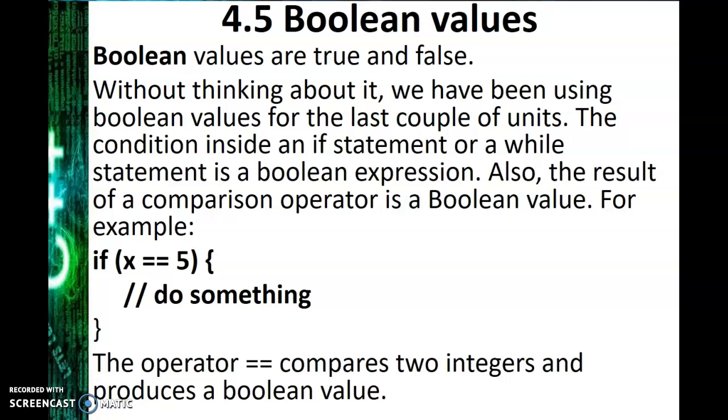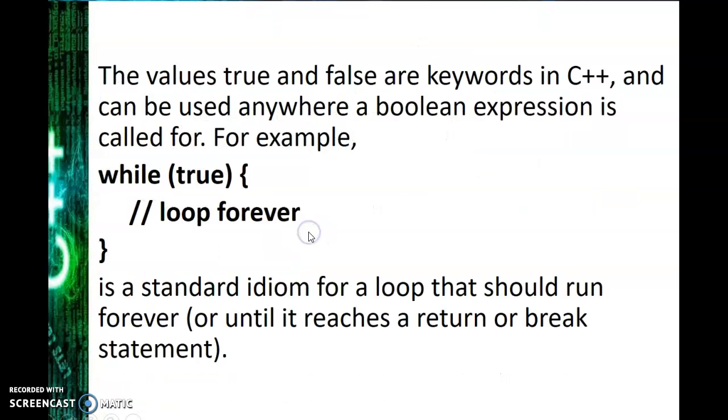Boolean values, we talked about, are true and false. We learned that at the beginning of the year. And again, we need some type of condition inside this if statement that evaluates to true or false. If x equals 5, if that's true, it will do something, else it will be skipped. So we need some type of expression in here to evaluate to true or false. We don't always have to use expressions. We could also use variables, or we could actually use true and false itself.